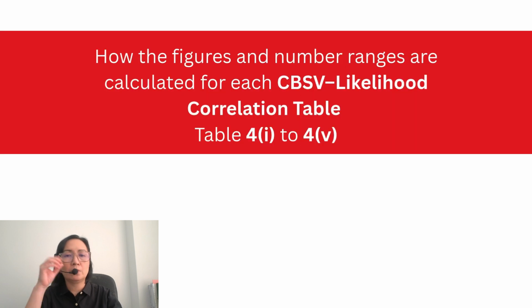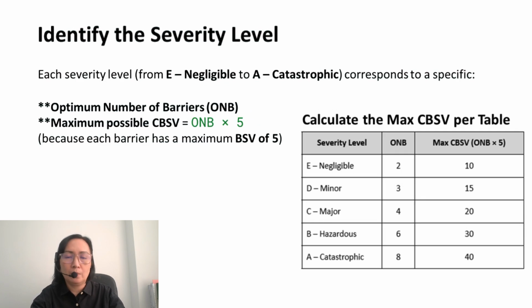Now, how are the figures and number ranges calculated for each CBSV likelihood correlation table? First, identify the severity level. Each severity level, from E, negligible, to A, catastrophic, corresponds to a specific optimum number of barriers, ONB. Maximum possible CBSV equals ONB times 5 because each barrier has a maximum BSV of 5. Calculate the max CBSV highlighted on the table here.